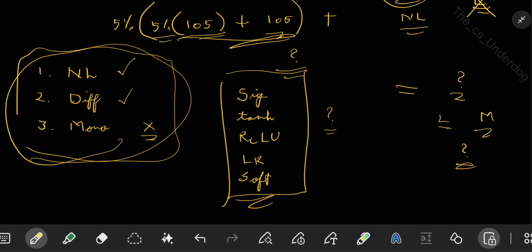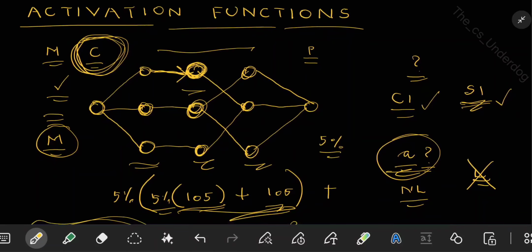So this is it about activation functions. In the coming lectures, we'll go through each of the activation functions in detail. Then we'll understand under what situation and under what cases you should use which activation function, and what is the logic behind it.